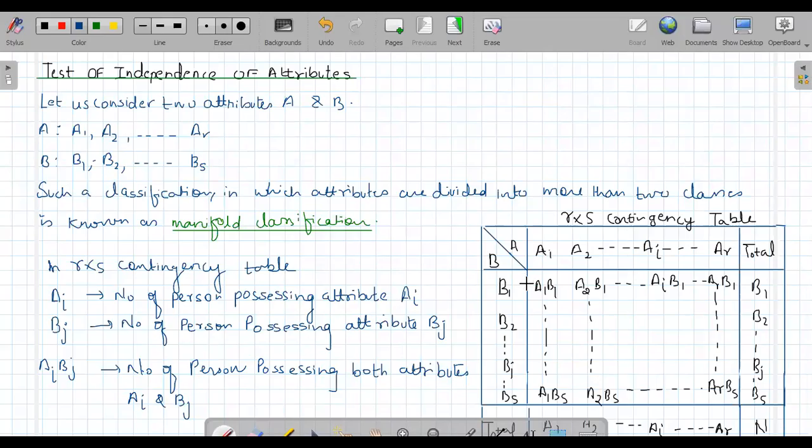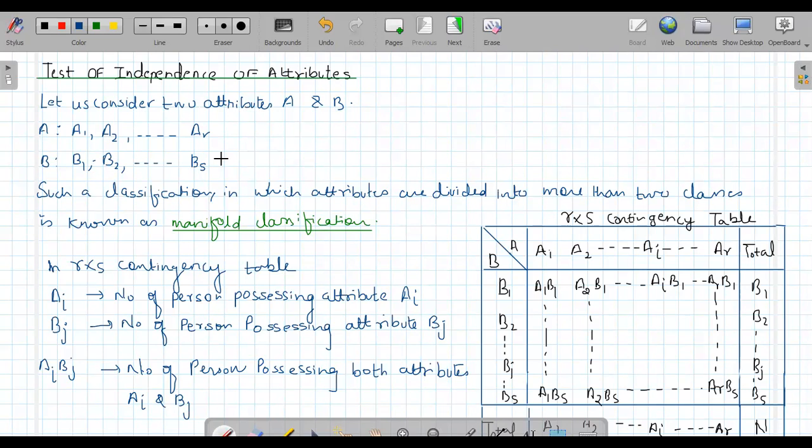Welcome everyone in lecture number 43 of statistics. In this video lecture, we will learn how to test the independence of two attributes. Let us consider two attributes A and B. A is divided into R classes and B is divided into S classes.